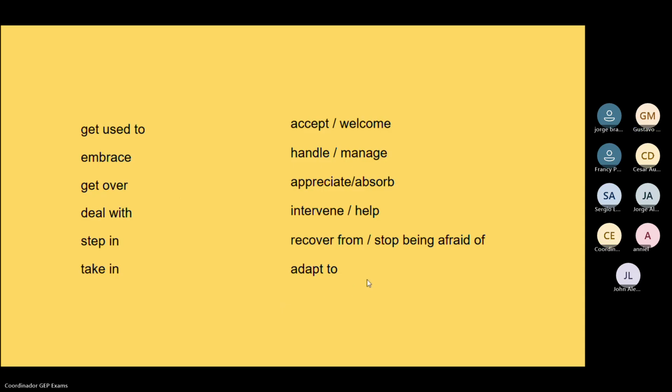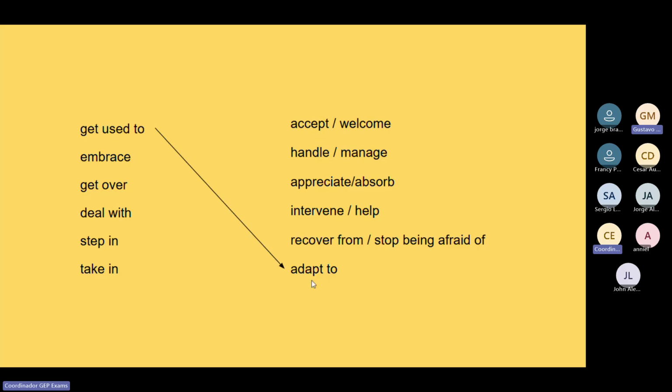Adapt to? Yes, meaning acostumbrar a hacer o adaptarse a hacer. Yes, that's true. That's why in the previous part I was asking you if you would get used to Mexican culture or to this celebration. So yes, that is get used to, acostumbrarse a.